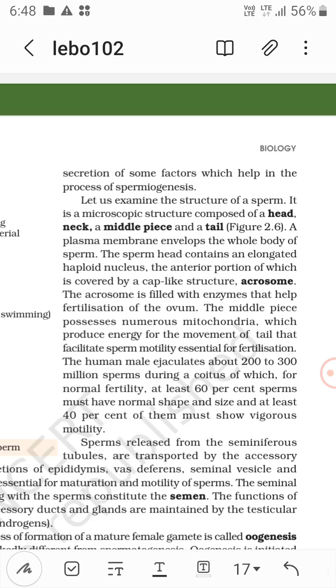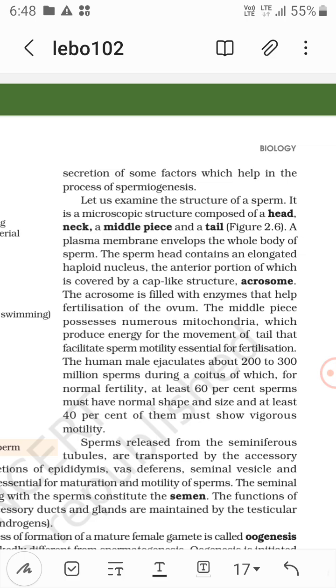The anterior portion of which is covered by a cap-like structure, that is the acrosome. Now the acrosome is filled with enzymes that help the fertilization of the ovum, right? Now what do these enzymes do that help fertilization of the ovum? The middle piece possesses numerous mitochondria which produce energy for the movement of the tail that facilitates sperm motility, essential for fertilization.